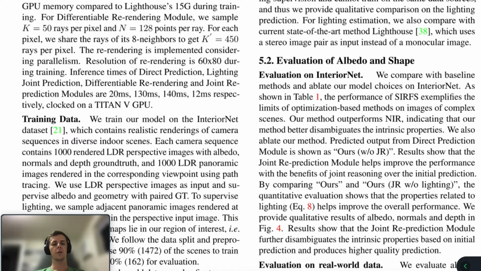For training, they use the InteriorNet dataset, which is a synthetic dataset with many indoor scenes from houses. And in their case, they render 1,000 LDR perspective images on each sequence with albedo, normals, and depth, and 1,000 panoramic images from the corresponding viewpoint. So this is their dataset.